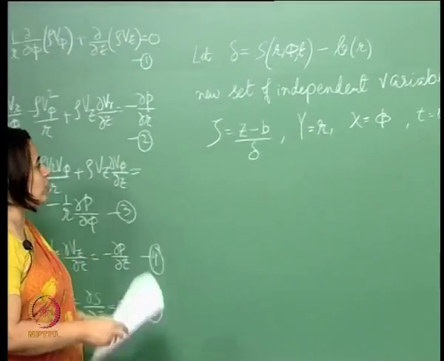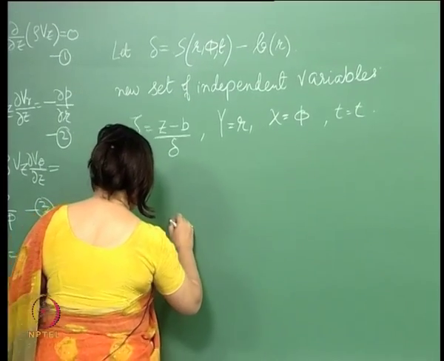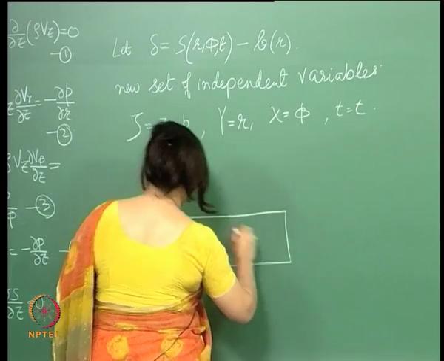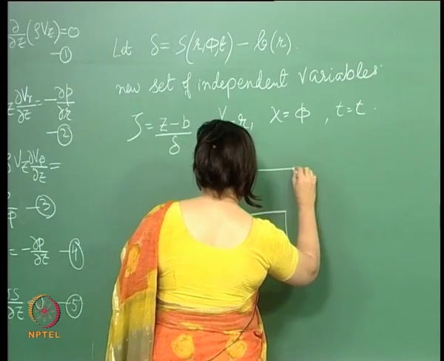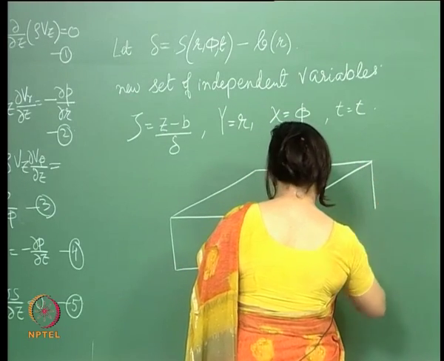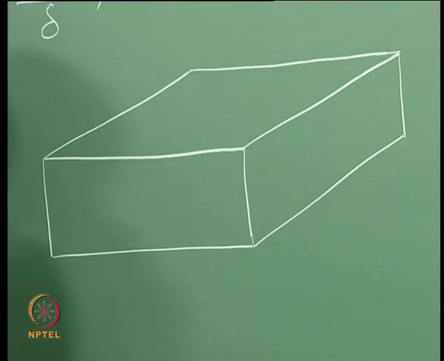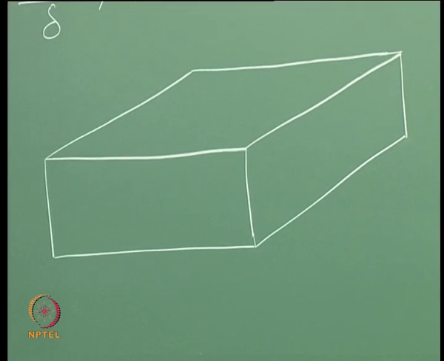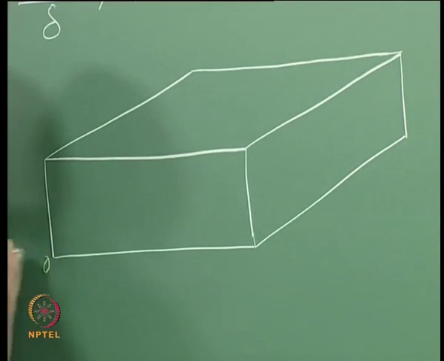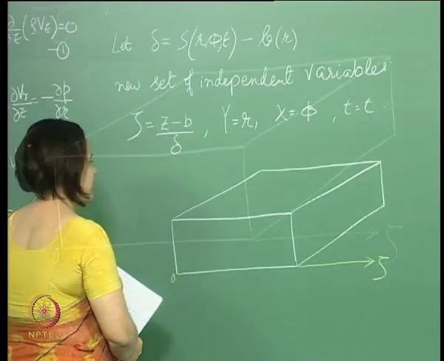So, let me draw this. How would this look? We are basically going to draw cylindrical coordinates, which means, let us call this the origin, and this is the tau direction.